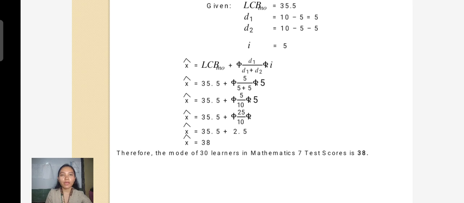Where did we get 25? So, 5 times 5. Follow the steps, class. And then, there you go. 35.5 plus 2.5. Since 25 divided by 10, that is equal to 2.5. And your mode is equal to 38. Therefore, the mode of 30 learners in Mathematics 7 test course is 38.